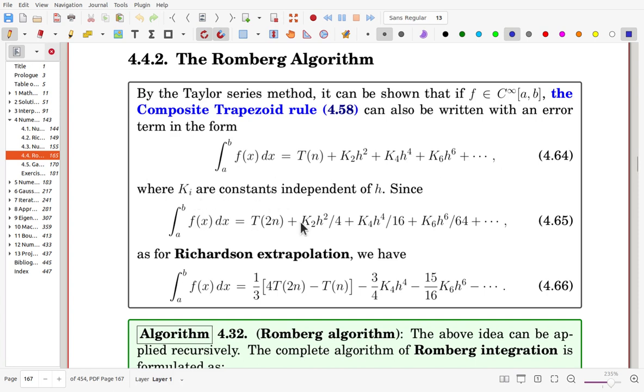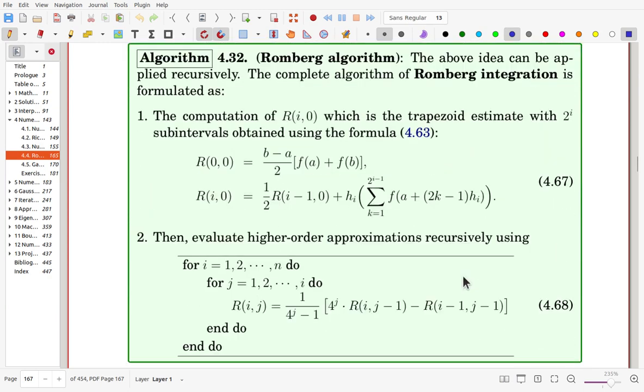Now if we try to use twice more subintervals, so that T2n, then h will be halved, so that rather than h, we are putting half h, then we can get that one. As for Richardson extrapolation, we try to multiply 4 for this equation and subtract this one, and then divide by 3, then we can get here this formula, and along with the error, the leading order term is now fourth order. So that is the major idea of Romberg algorithm, and we can use this Romberg algorithm recursively as for Richardson extrapolation. So here we have Romberg algorithm.